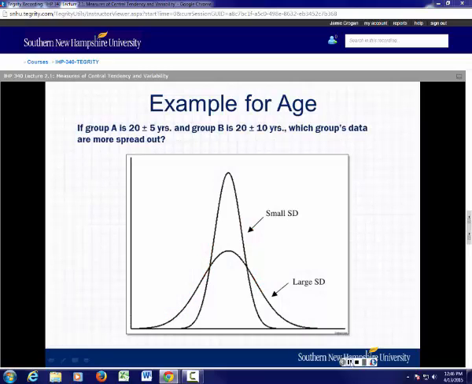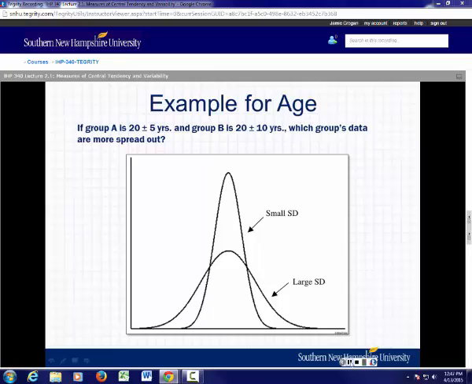So let's take this example for age and carry it out a little further. Let's say that group that we just dealt with, 20 years plus or minus 5 years, is compared to another group who is also 20 years old, but their standard deviation is plus or minus 10 years. So the people that make up that sample, their ages are a little bit wider, a wider range. They're more spread out. Maybe there's someone who's a little bit older and someone who's much more young in this group compared to group A. Group A's scores are more clustered around 20, so their ages are more similar. And in Group B, their ages are a little bit more spread out.